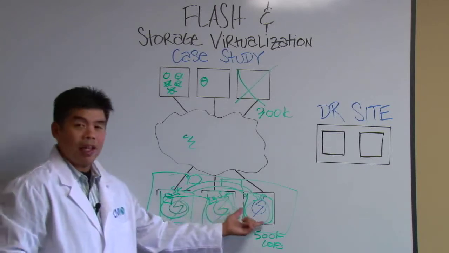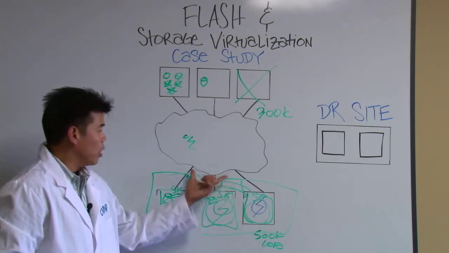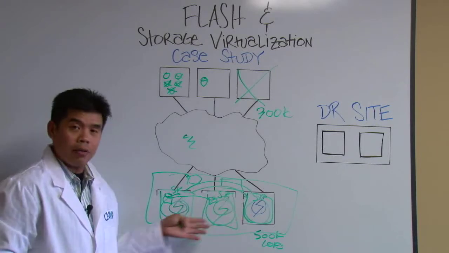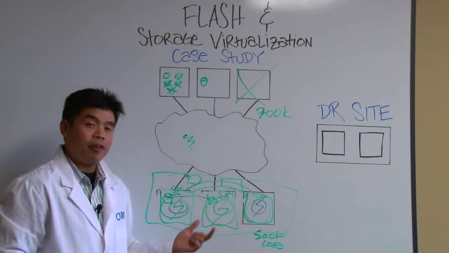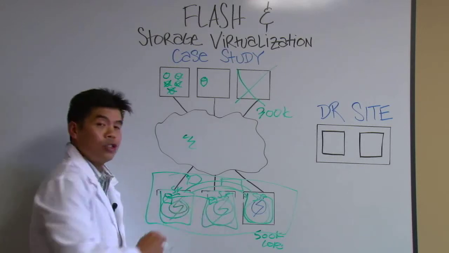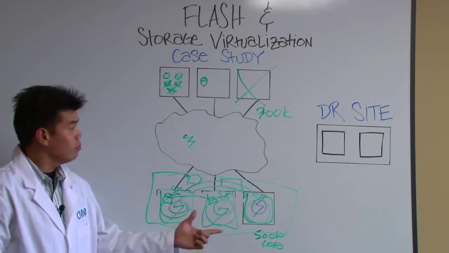SVC also gives them compression. We all know that flash is not cheap. So by compressing the data, which is Oracle, by the way, they saw about 50% savings. So they were able to compress their data 50%. So now they have that additional storage on this flash-based system, okay?